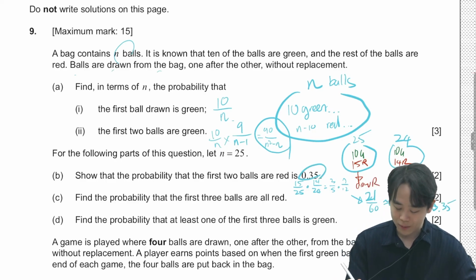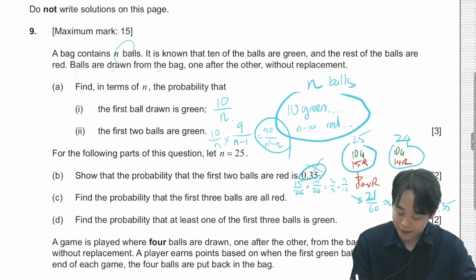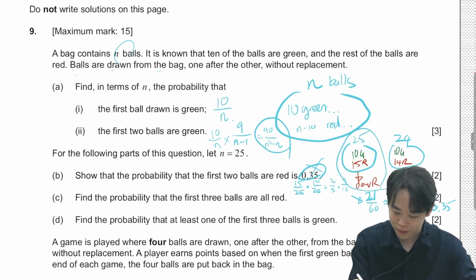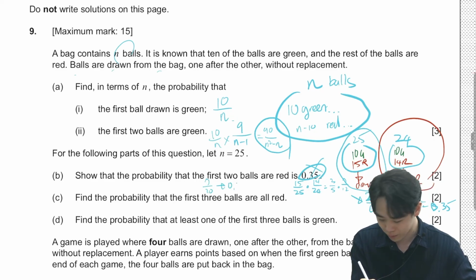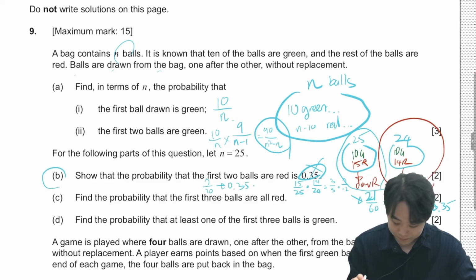So we pretend like we didn't see this number. We just solve as is, right? What's the probability of drawing a red on the first one and drawing a red on the second one? If you multiply these two probabilities, we get 7 over 20, which is 0.35. So that's how you do part B.